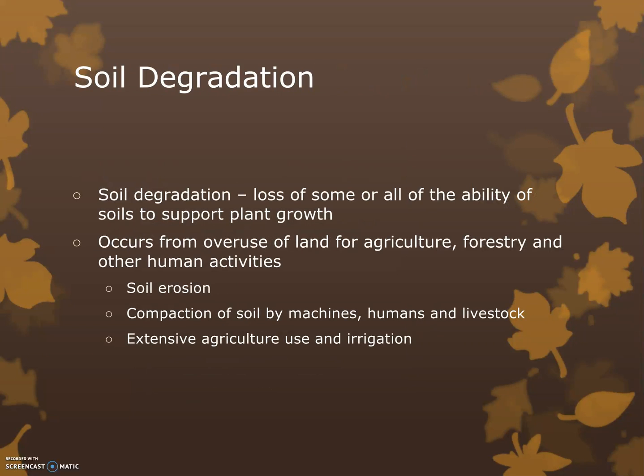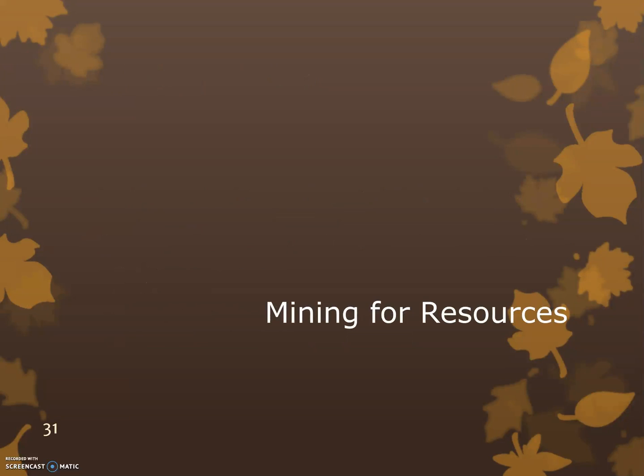Soil degradation is the loss of some or all of the ability of soils to support plant growth. It occurs in overuse of land for agriculture, forestry, and other human activities. Soil erosion: if we don't have enough roots or things in place to hold that soil in place, that soil will be washed into waterways and taken away from areas where it's usable. Compaction of soil by machines, humans, and livestock, mushing that soil down so that it's not a layer that can support growth and life as well. And then extensive agriculture use and irrigation. And then our last part is mining.